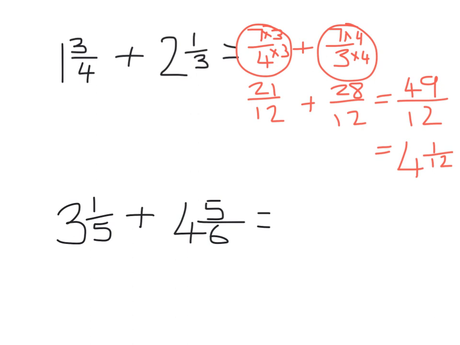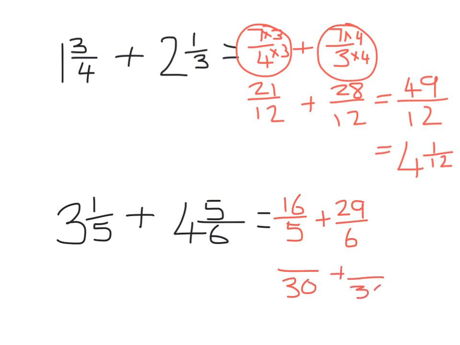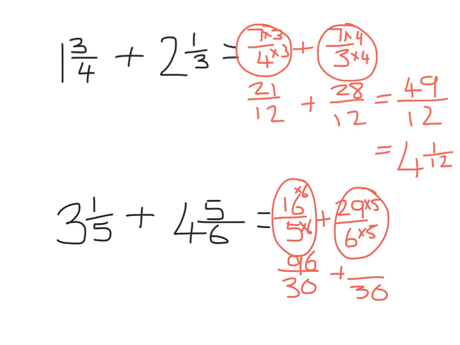With this one, we're doing 3 times 5, which is 15, add the 1, which is 16/5. And then we've got 4 times 6, which is 24, add the 5, giving us 29/6. I need to make these the same denominator, so that'll be 30 and 30. This fraction I multiply by 6, so I multiply 16 by 6, so that gives me 96. I multiply this one by 5, so I multiply 29 by 5, which gives me 145.